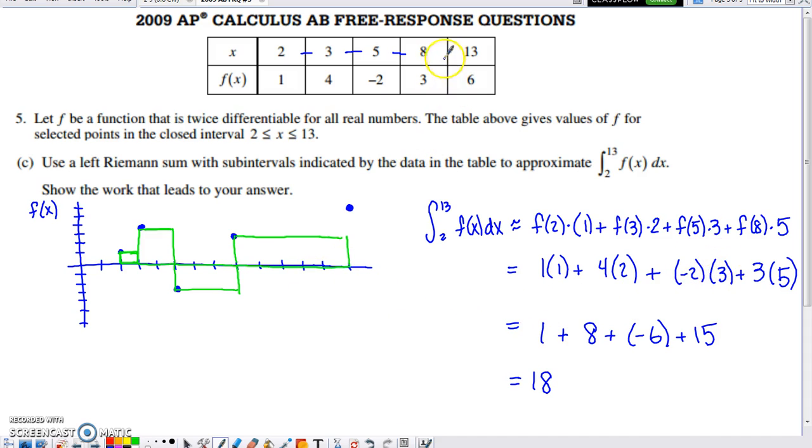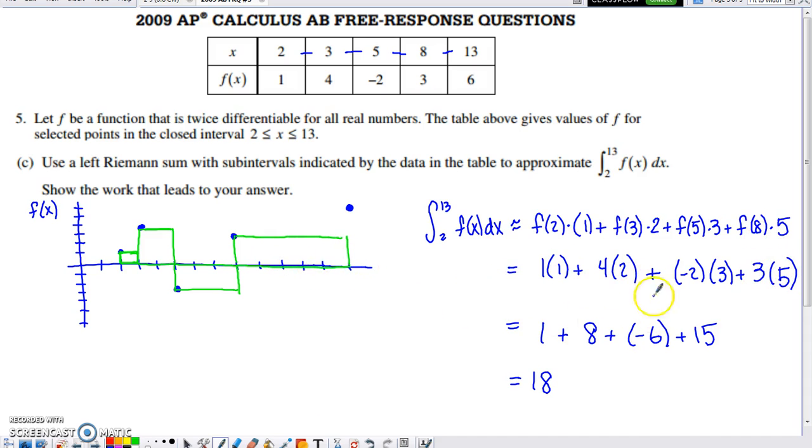And then my last rectangle is going to sit on the portion of the x-axis from 8 to 13. So its width is 5 units along the x-axis. The left endpoint is 8. So the height of that rectangle is going to be 3 units. And so I had 3 times 5 for the area of my last rectangle.